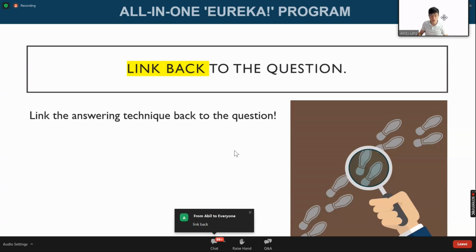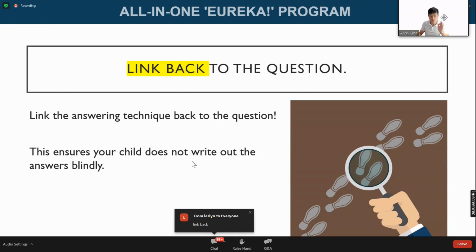Before I share exactly what I am talking about, let me share why linking back is so important. By linking the answering technique back to the question, this will ensure that your child does not write out the answers blindly. Concepts are concepts. Your child must apply the concept, and applying a concept simply means linking back. This is extremely important.